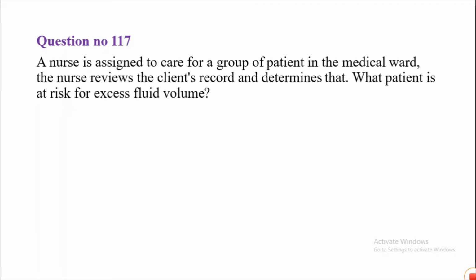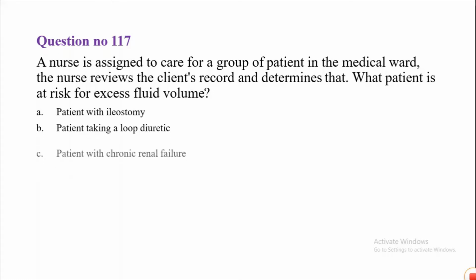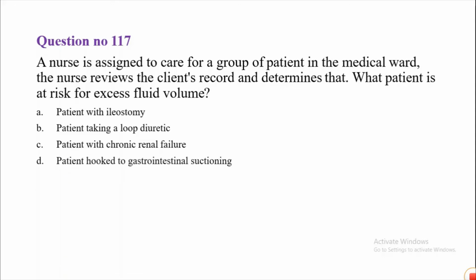Question number 117. A nurse is assigned to care for a group of patients in the medical ward. The nurse reviews the client's record and determines that what patient is at risk for excess fluid volume. The options are number A, patient with ileostomy, number B, patient taking a loop diuretic, number C, patient with chronic renal failure, number D, patient hooked to gastrointestinal suction.